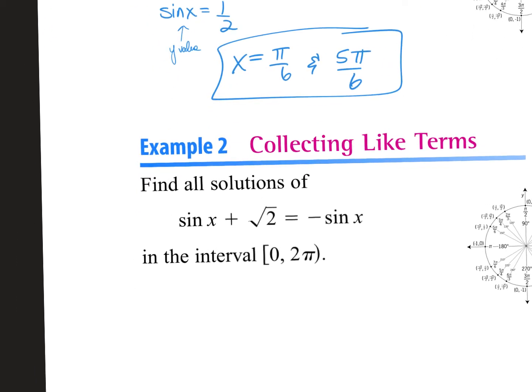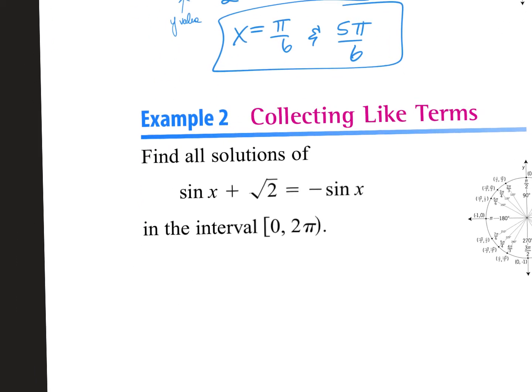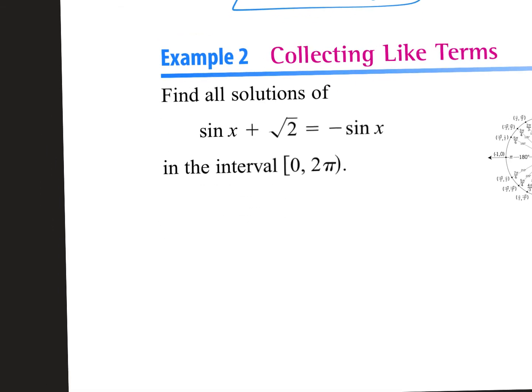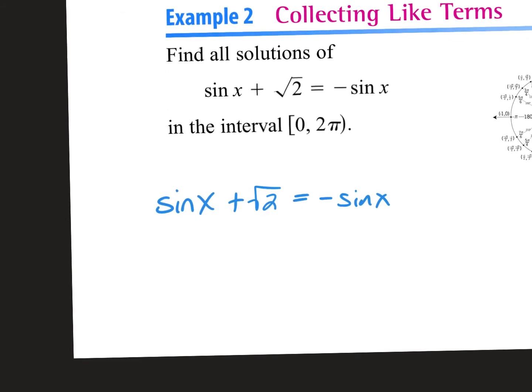Look at the next one. Find all of those solutions over the interval of 0 to 2 pi. Everything we do is going to be over the interval of 0 to 2 pi. So if I was going to solve this equation, you want to get all your variables on one side and your numbers on the other, right? So I'm going to rewrite this. Sine of x plus the square root of 2 equals negative sine of x. Well, if I want my sine of x's to be together, I got to move one of them to the other side, correct?